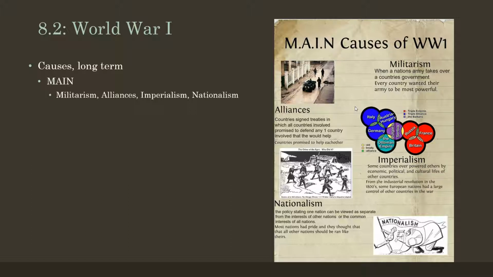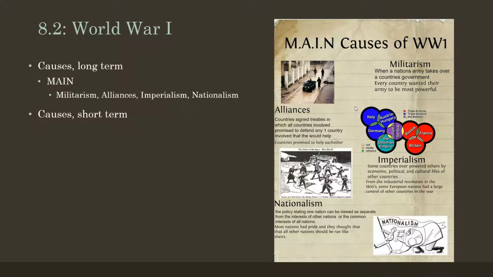Militarism, with the rise of Germany especially, militaries are beginning to exert more political control in European countries. We see this in other countries as well, like Japan, but we're just talking about Europe here. And alliances are formed throughout the second half of the 19th century and into the early 20th century as a way for countries to defend themselves in the event of a wider conflict.